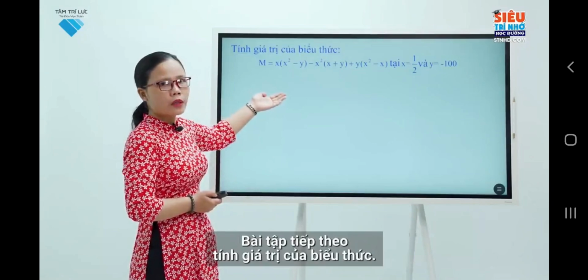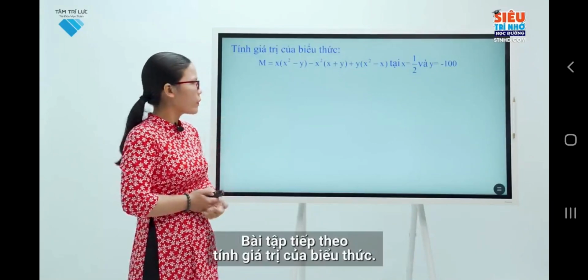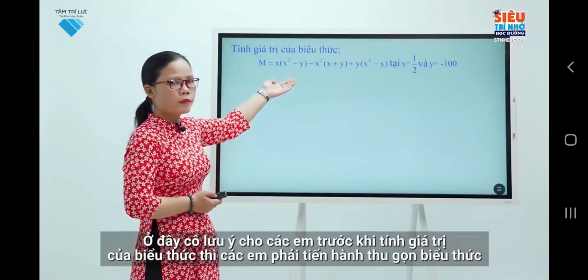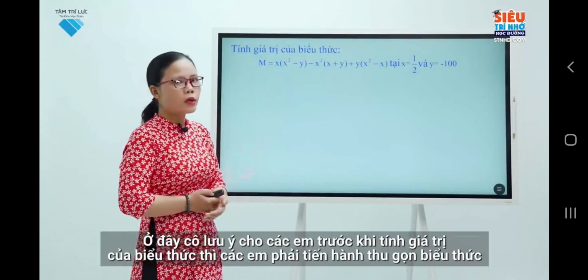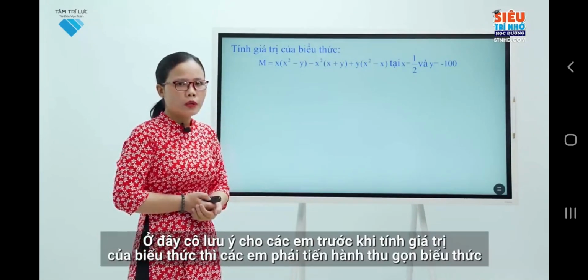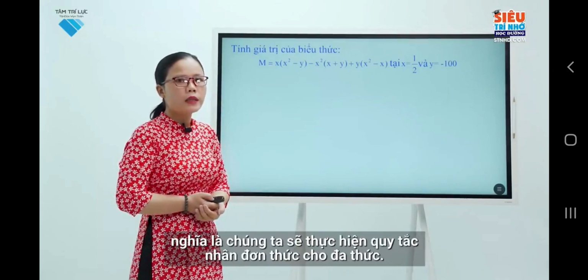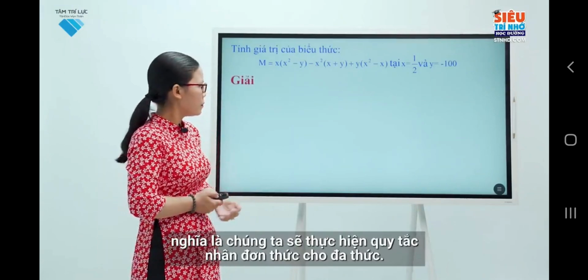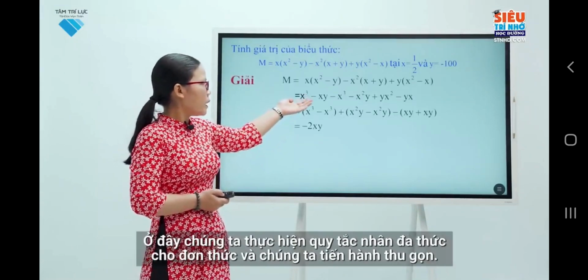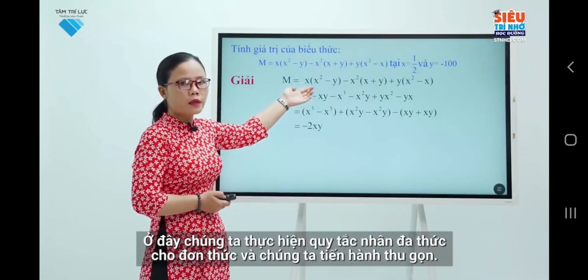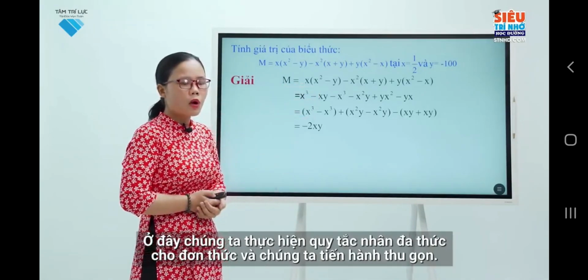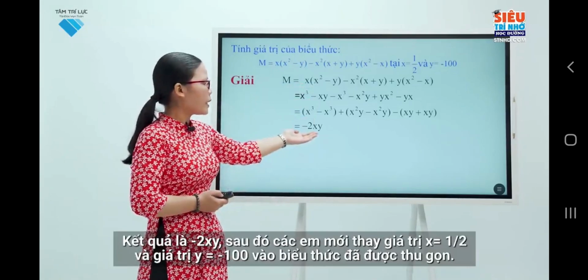Next exercise, calculate the value of the expression. I note for you, before calculating the value of the expression, you must simplify the expression, which means we perform the rule of multiplying the polynomial by the monomial. Here, we implement the rule of multiplying the polynomial by the monomial, and we proceed to simplify. The result is negative 2xy.